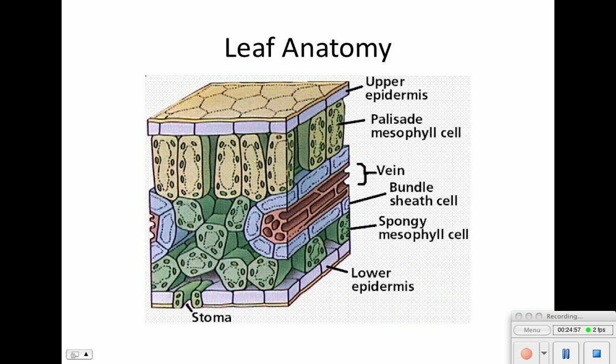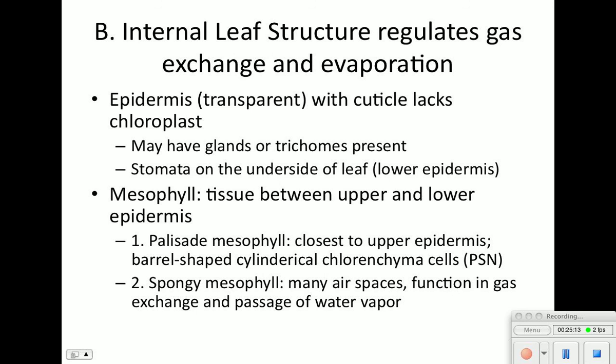cross-section of a leaf. Here's that upper epidermis covered by that cutin. And then you can see we have a mesophyll cell layer. There's that vascular tissue, and we have a spongy mesophyll. And a lower epidermis with the stoma. Again, covered by cutin. The internal part of the leaf structure helps regulate gas exchange and evaporation.